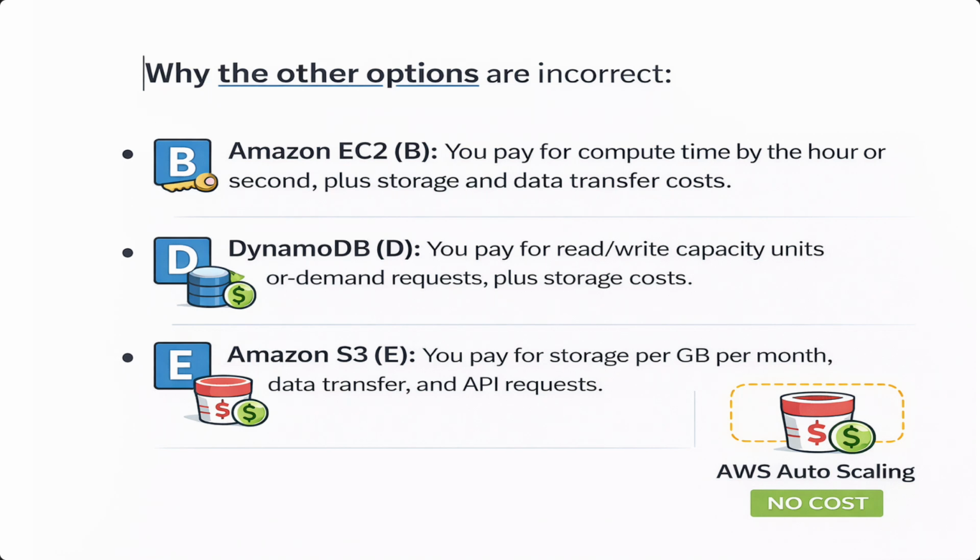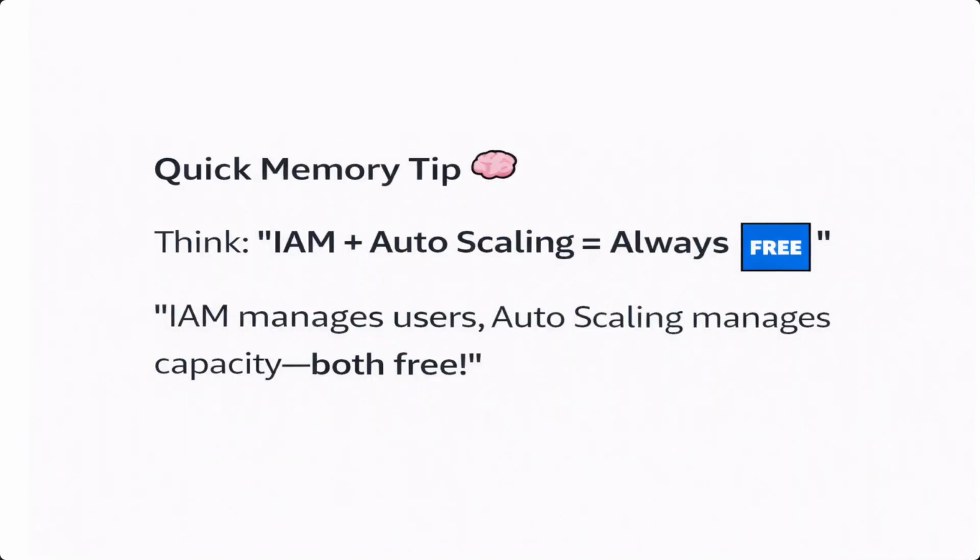Amazon EC2, B, you pay for compute time by the hour or second, plus storage and data transfer costs. DynamoDB, D, you pay for read-write capacity units or on-demand requests, plus storage costs. Amazon S3, E, you pay for storage per GB per month, data transfer, and API requests. Quick memory tip, think IAM plus autoscaling's always free. IAM manages users, autoscaling manages capacity, both free.